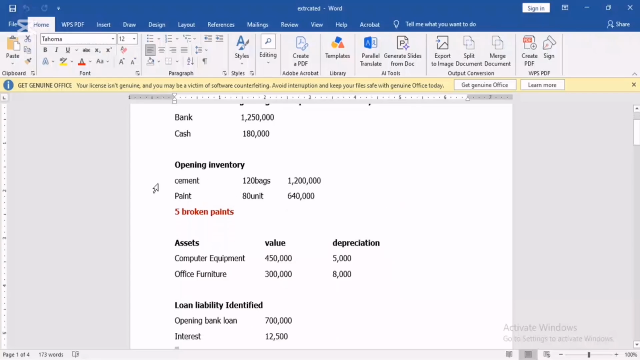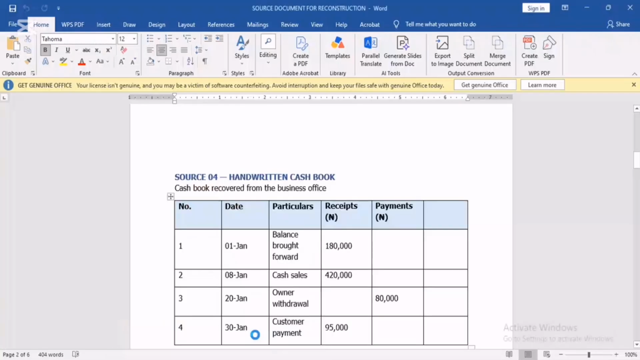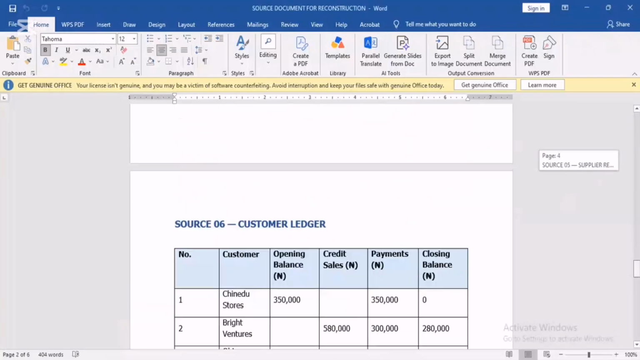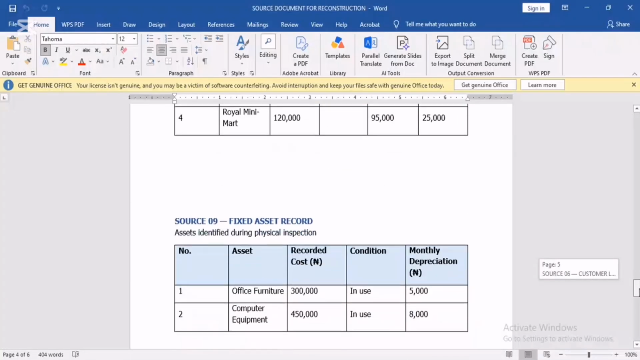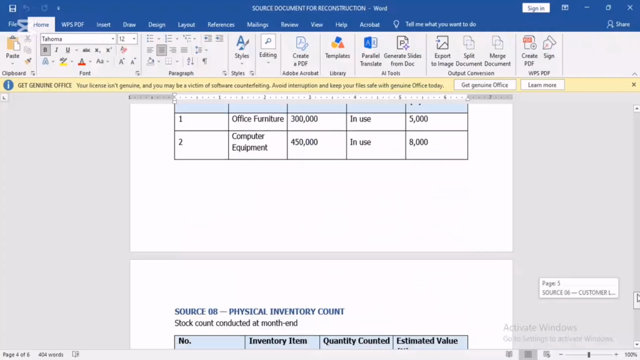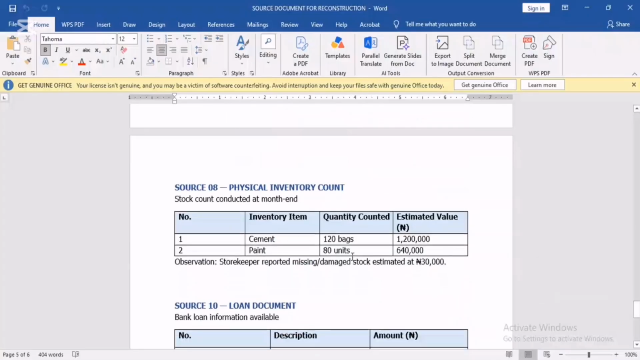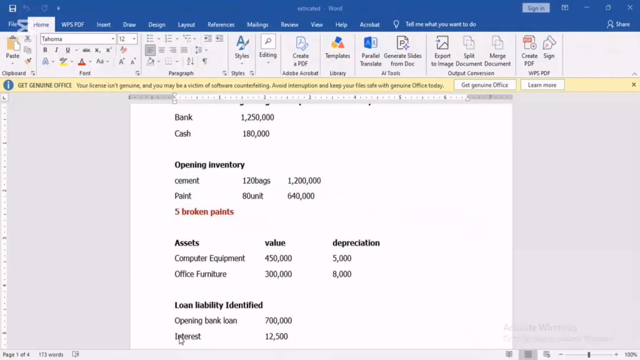So at the stocks, you see that they had cement worth 1.2 million on hand and paint worth 640,000. Let me show you that before we proceed. So you can see there. Okay, this is fixed asset. Okay, this is the inventory. From the source document they got from their records, I could figure out what they have. So I extracted them. You see them right up here.